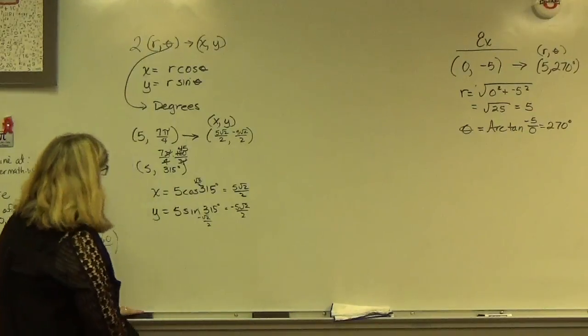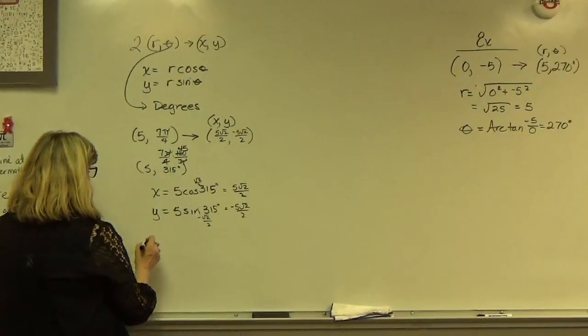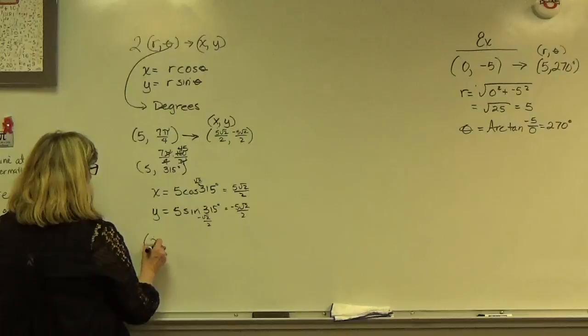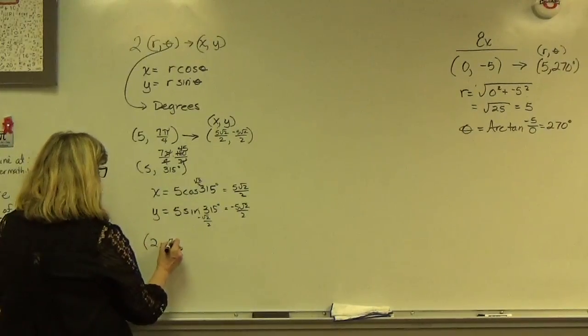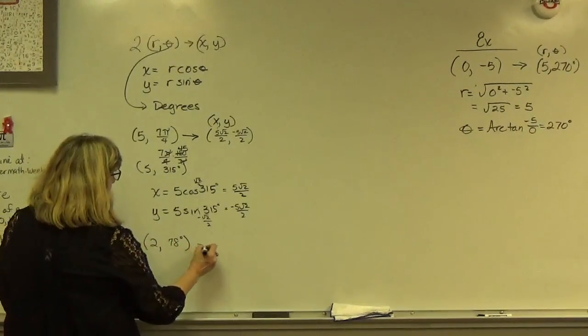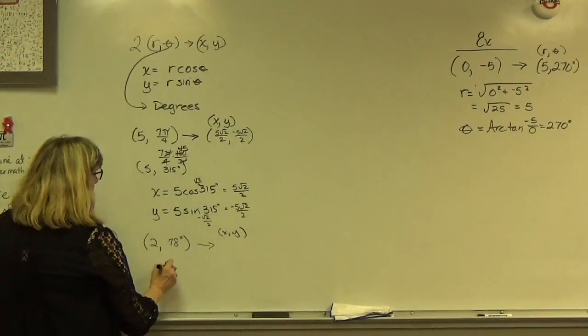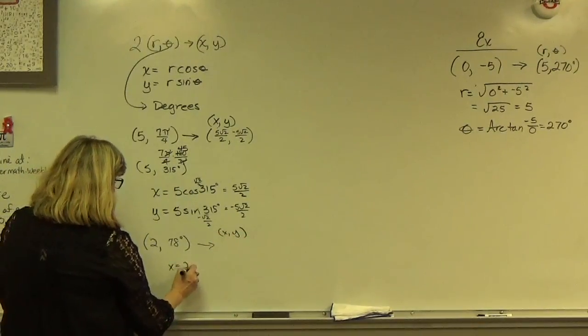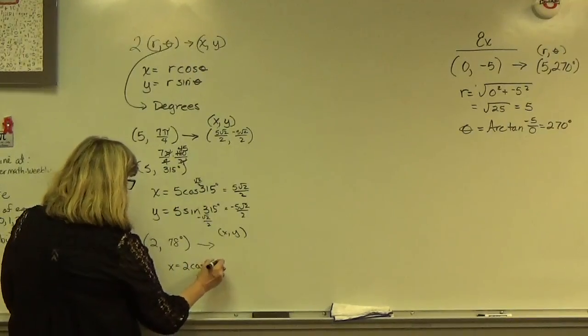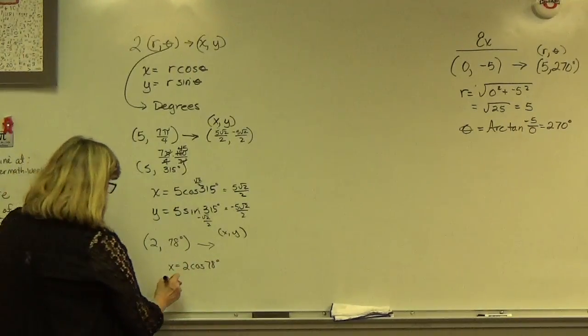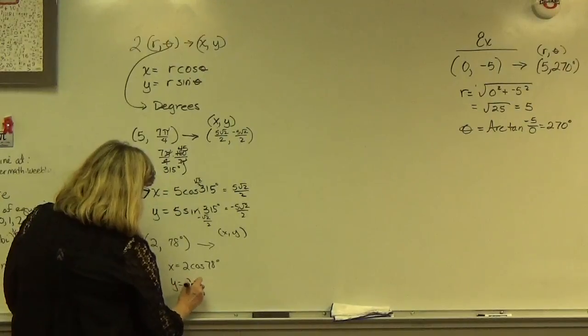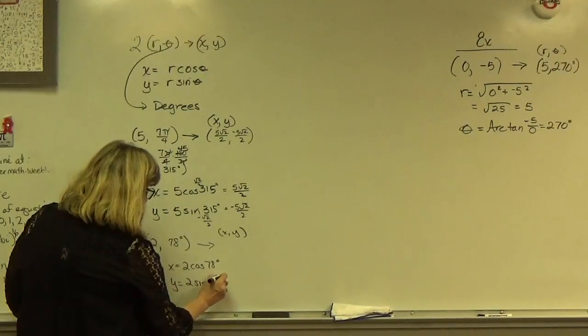Now, you could also have one that ends up being a decimal. Let's do one of those. Let's go 2, and let's say I've got 78 degrees. So I know x is going to equal 2 times the cosine of 78. On this one, you're going to round your answers to the nearest hundredths. Y is going to be 2 times the sine of 78, because this is not a common angle.